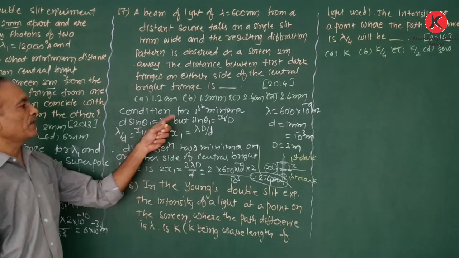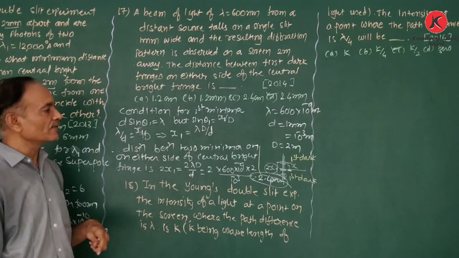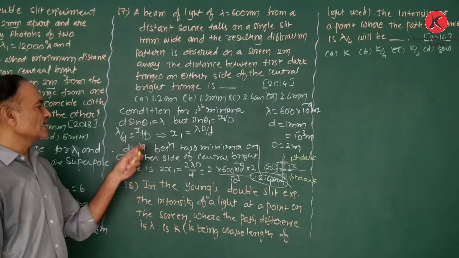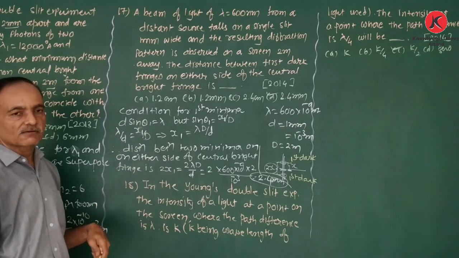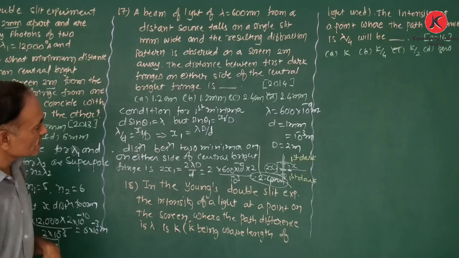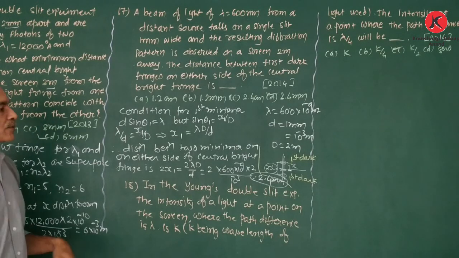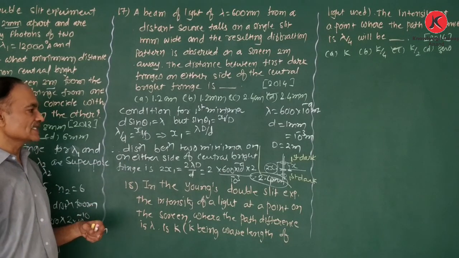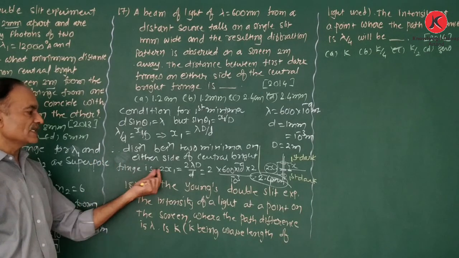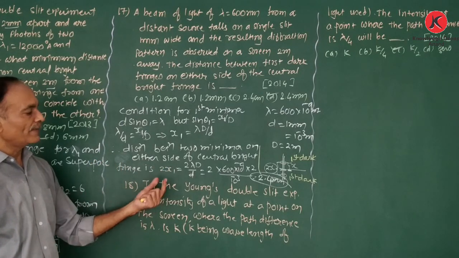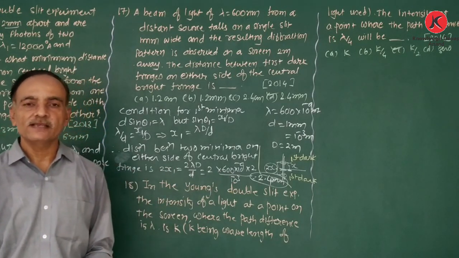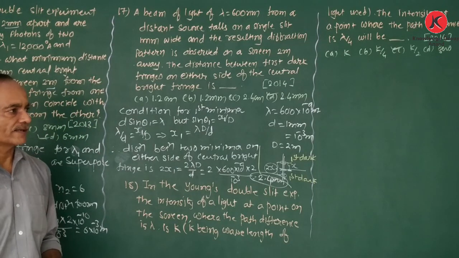The condition for first minima is d sin theta 1 is equal to lambda, but sin theta 1 is equal to x1 upon capital D. Comparing these two equations, lambda upon d is equal to x1 upon capital D. Therefore, x1 is equal to lambda capital D upon small d. The distance between the two minima on either side of the central band is 2x, equal to 2 lambda capital D upon small d. Substituting the values, we obtain 2.4 millimeter.